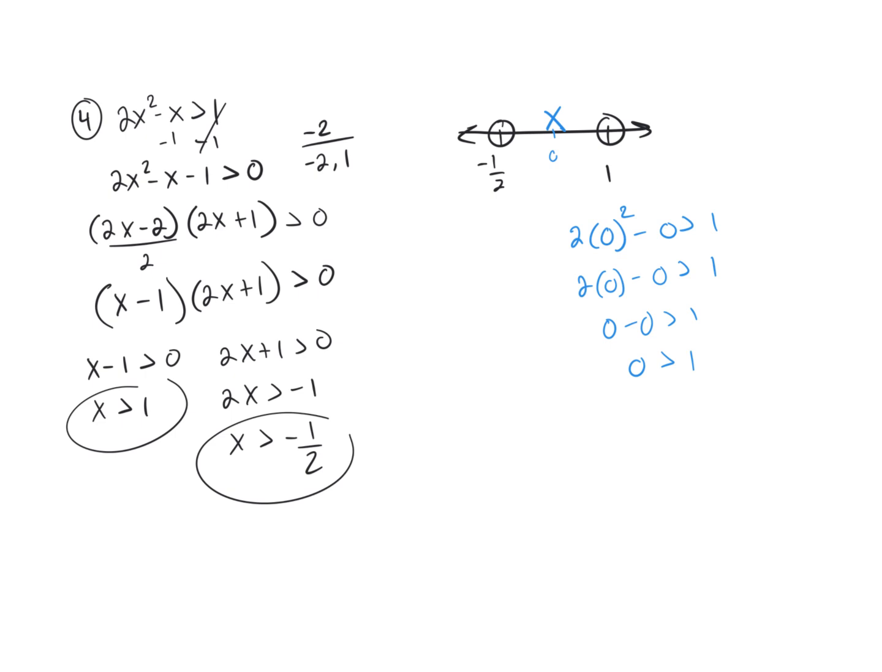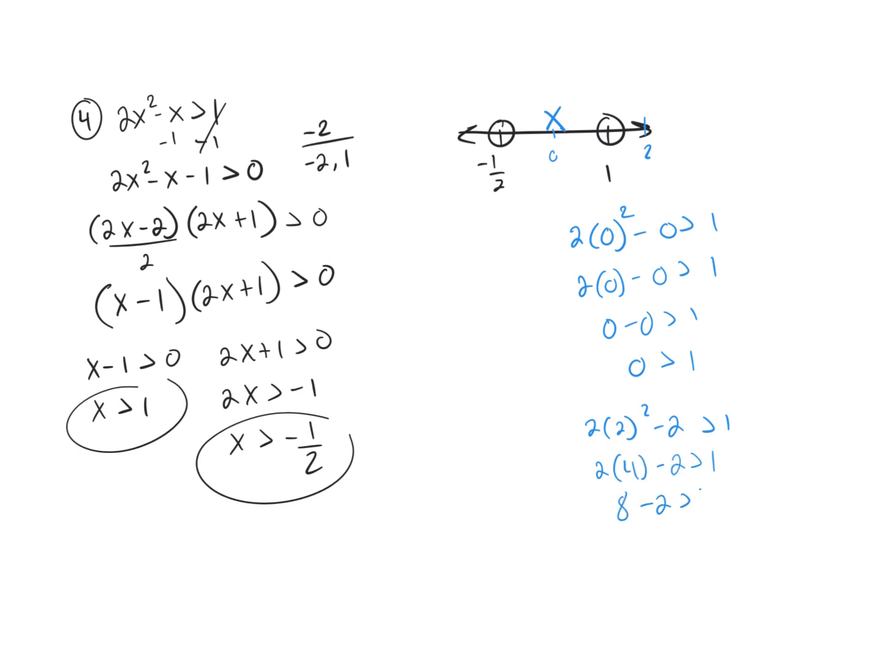You're going to either have one or the other. Either the middle is going to make sense or the sides are going to make sense. I'm going to plug in the sides right now just so you guys see it. I'm going to plug in 2. So I get 2 times 2 squared minus 2 is greater than 1. So I'm going to get 2 times 4 minus 2 is greater than 1.